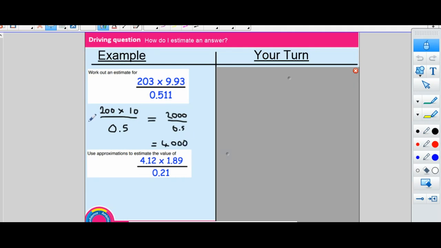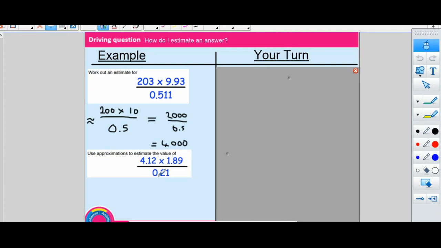Now I'm going to do a squiggly equal sign here. That means estimate or approximate, because I've rounded these figures here to these ones. I then use an equal sign because this is equal to this, which is equal to this. So for my answer, I can say approximately 4,000.